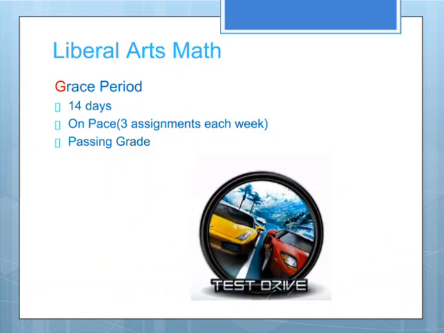The last letter is the letter G for grace period. You are given a 14-day grace period to make sure this is the class for you. So during these first 14 days, you want to make sure that you're working, completing at least 3 assignments each week, and that you have a passing grade.